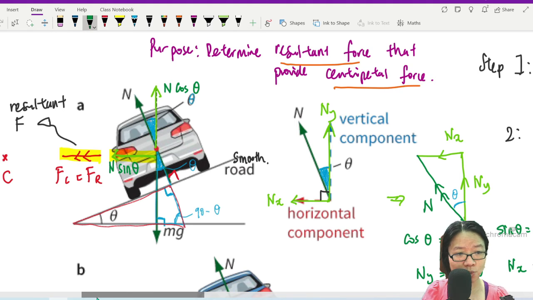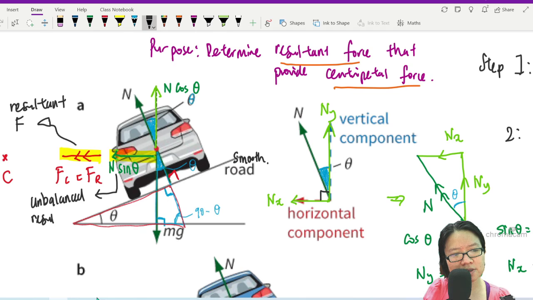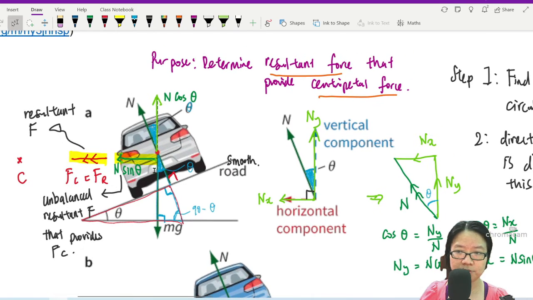Okay, so why are we doing this again? Why are we resolving this again? This is because my n sine theta is the unbalanced resultant force that provides Fc. Okay, let me zoom out a bit.